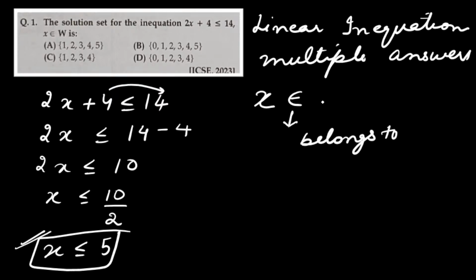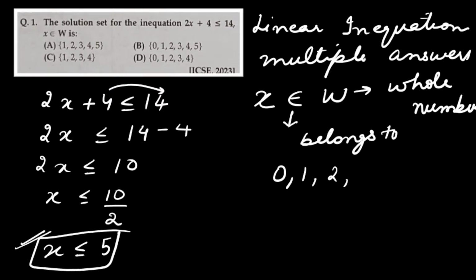x belongs to, capital W is written. Capital W is a set of whole numbers. Whole numbers I hope you know, but still I'll tell you. Whole numbers means numbers starting from 0, 1, 2, 3 and so on. So these are the whole numbers, no negative numbers, no fractions, no decimals.